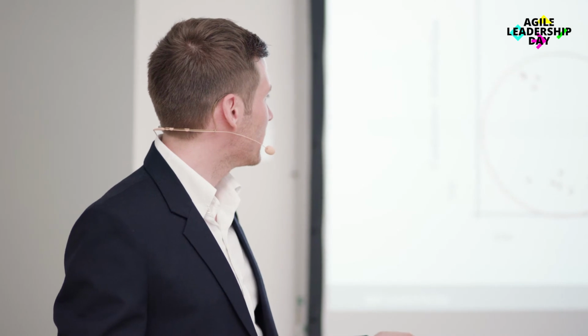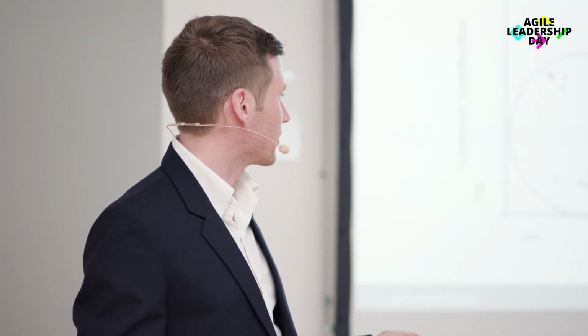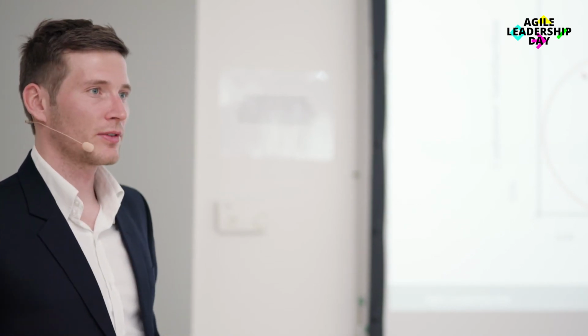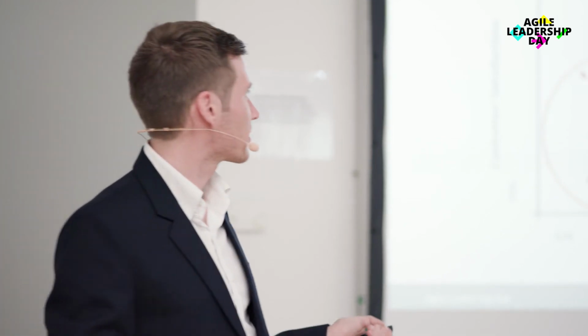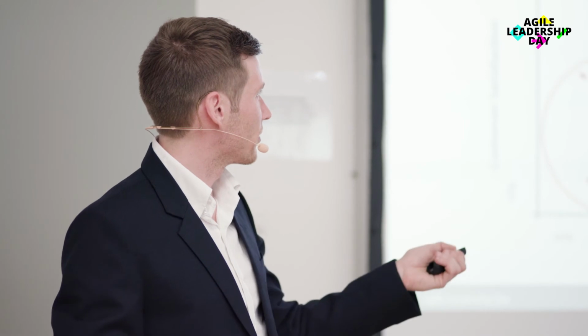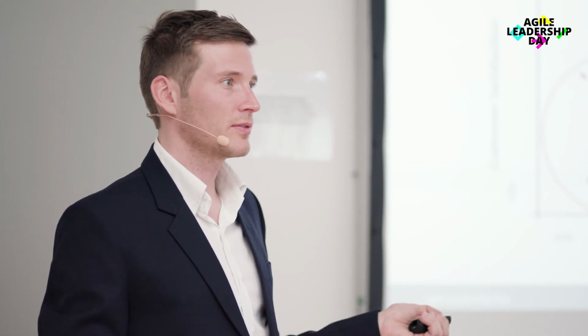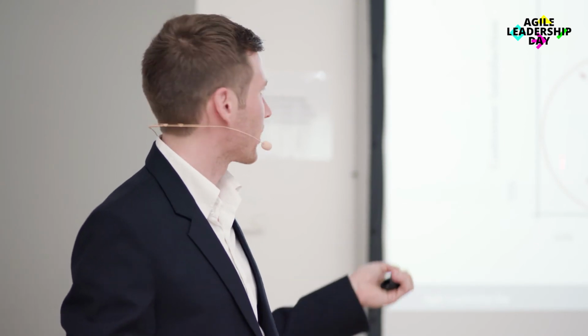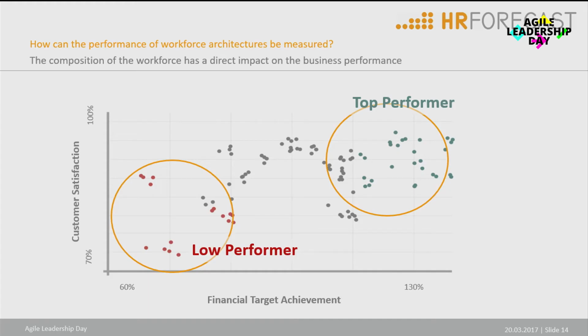Here you can see one of the data sources we've used: how the branches achieved their financial targets. The further you are on the right side, the more they have achieved their financial targets. And here you can see the customer satisfaction. So the ones here are really top performers. The customers are happy and the financial targets have been achieved.